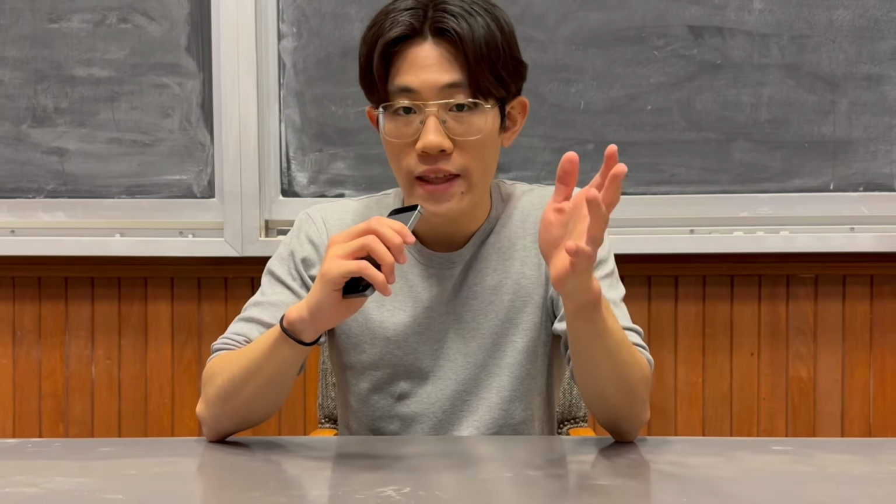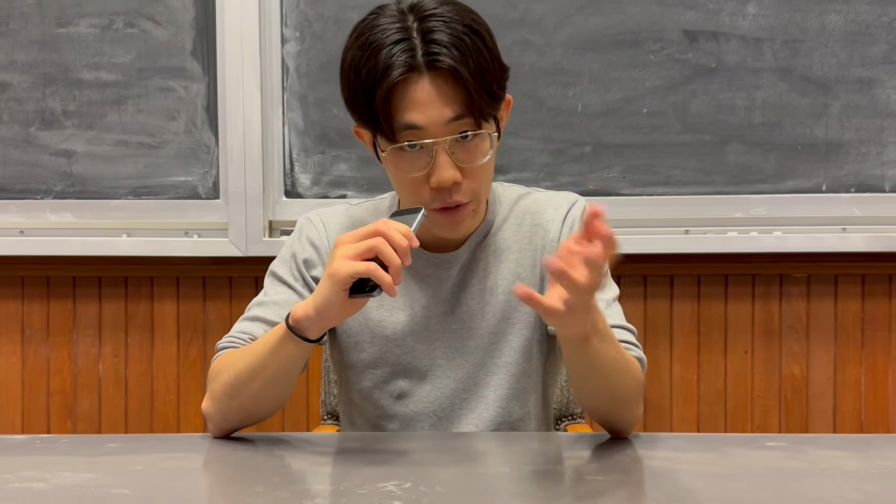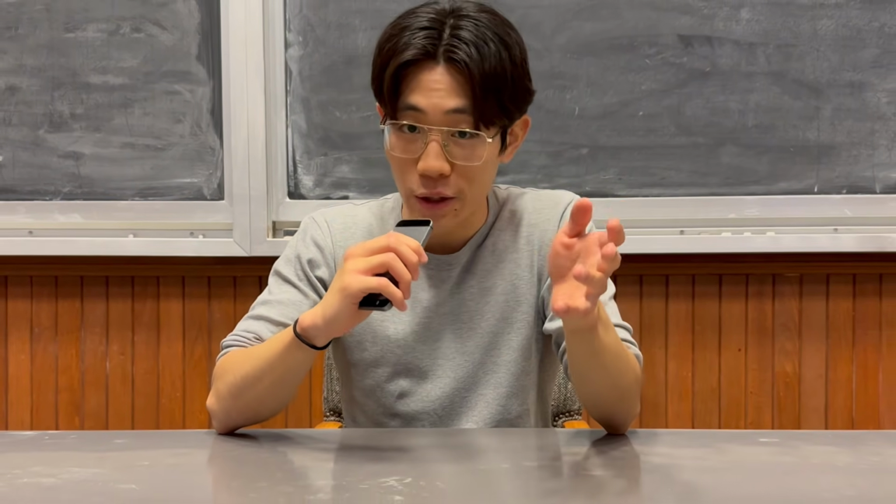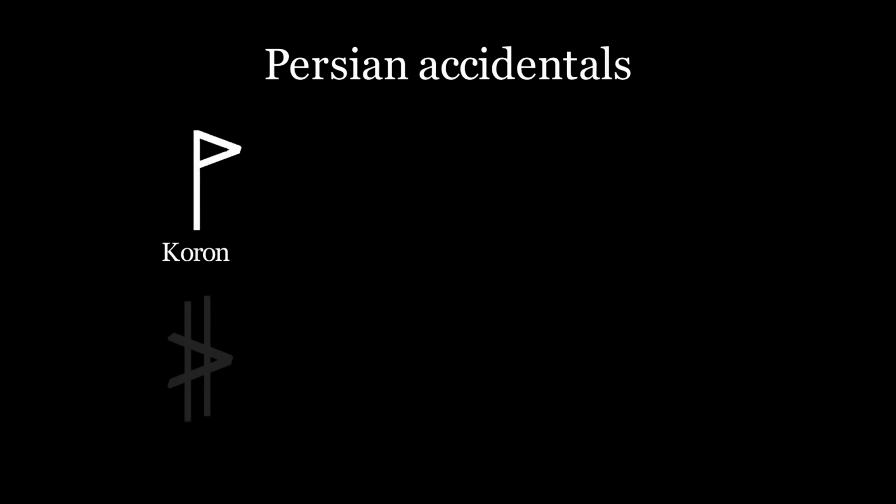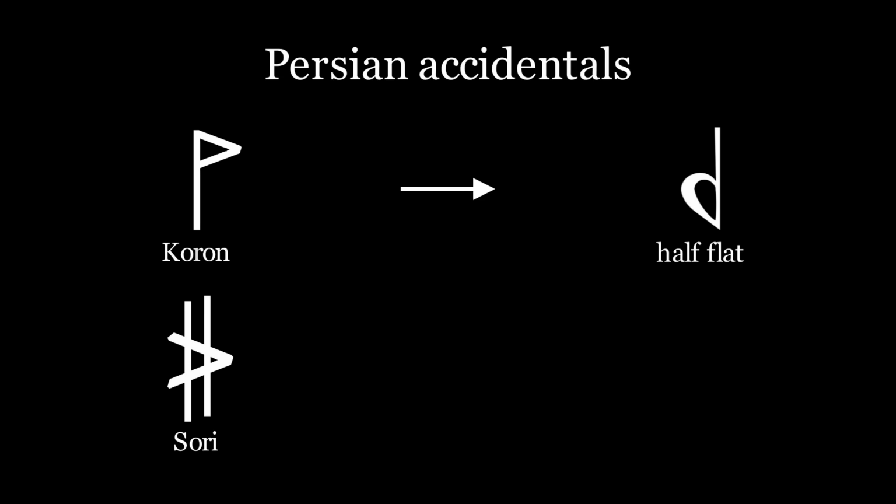Earlier in the video, I said that microtonality was not frequently used in music. But this statement is really only true for Western music. For example, in traditional Persian music, which frequently makes use of microtones, the koron and sori symbols are used to indicate quarter-tone intervals. So, in other words, the koron is equivalent to the half flat from the mainstream quarter-tone notation system, while the sori is equivalent to the half sharp.